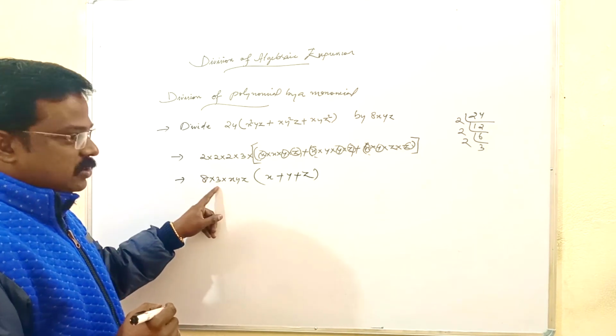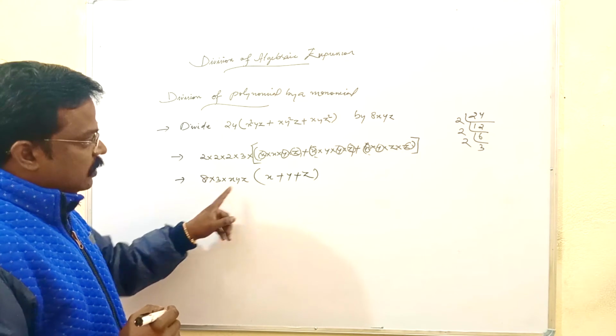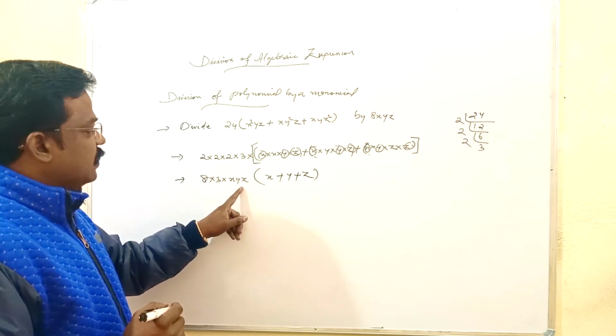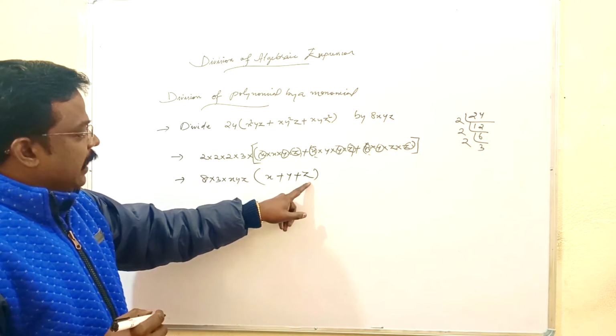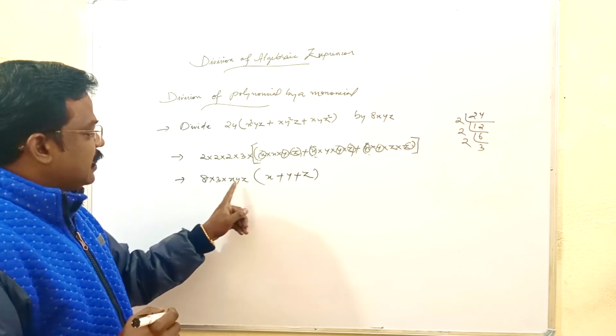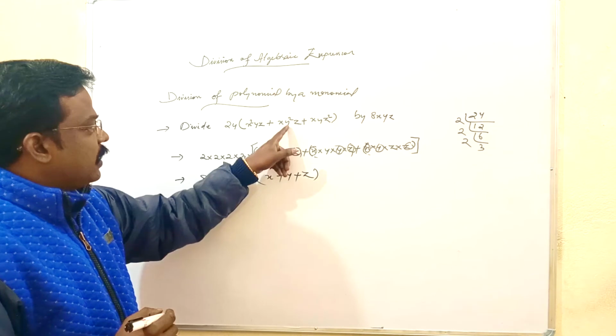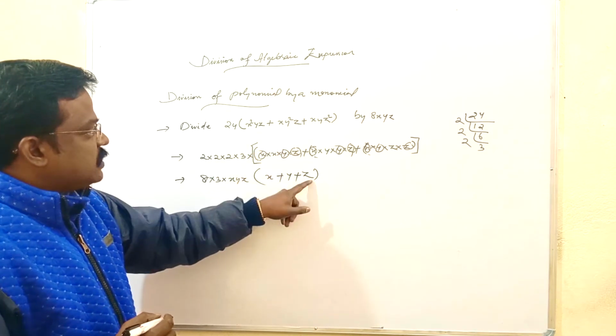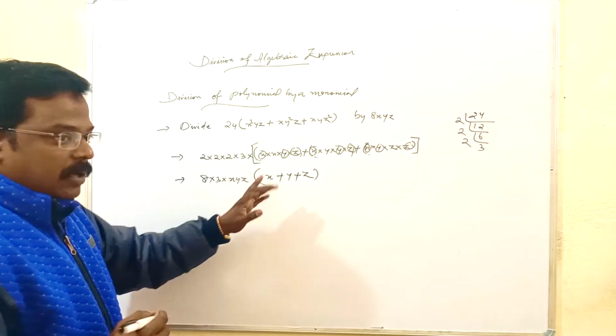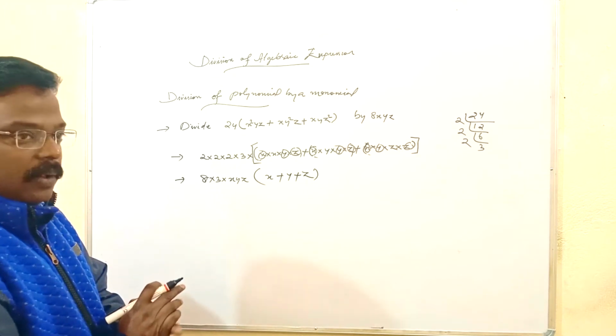So 8 into 3 is 24 only. Okay, if you write together also no problem. So xyz, then x plus y plus z: xyz into x, you will get this term. xyz into y, you will get this term, and xyz into z, you will get the third term. Okay, we just simplified that, only that.